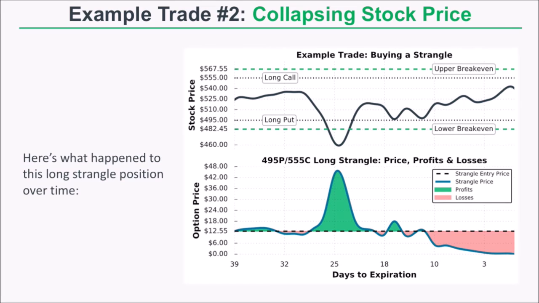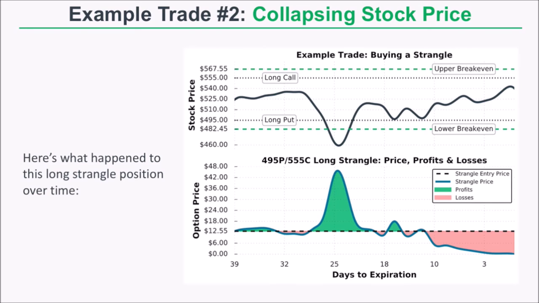Now, around 26 or 27 days to expiration, we can see that the stock price falls from around $530 all the way down to $460, which is well below our put strike of $495. Now, while that stock price decrease is happening, the strangle's price increases from $12.50 all the way to around $48. So, that's almost a 4x move. So, if you bought the strangle for around $12 and it was worth around $48 at one point, you'd have a profit of $36 per strangle, or $3,600 in actual dollar terms.